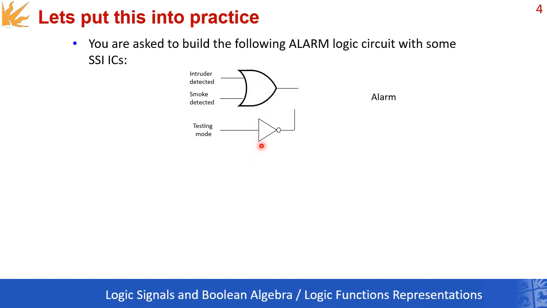We also have a testing mode, which goes through a negation. And the reason we do that is that we feed both the result of the OR gate and the NOT gate to an AND. If we want to test the alarm system, we push a button, then whatever is true over here is converted into false and essentially deactivates the alarm, because the AND will never be giving the output if you're on a testing mode.